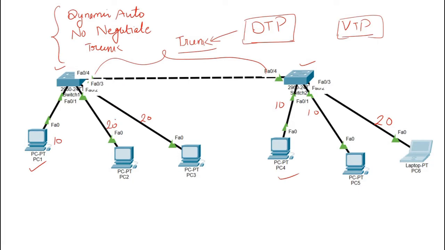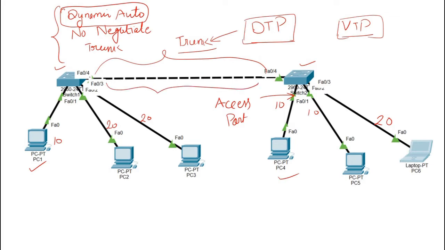By default, any switch port is in dynamic auto mode. So whenever we connect it to a computer, we define that port as an access port. But if we want a trunk port, then in order to establish a trunk, we have to forcefully assign one port as a trunk.